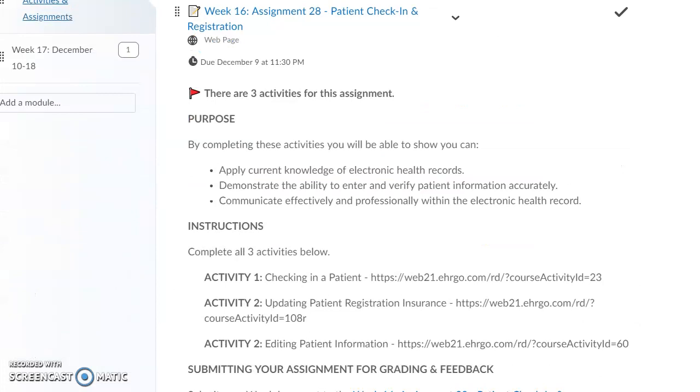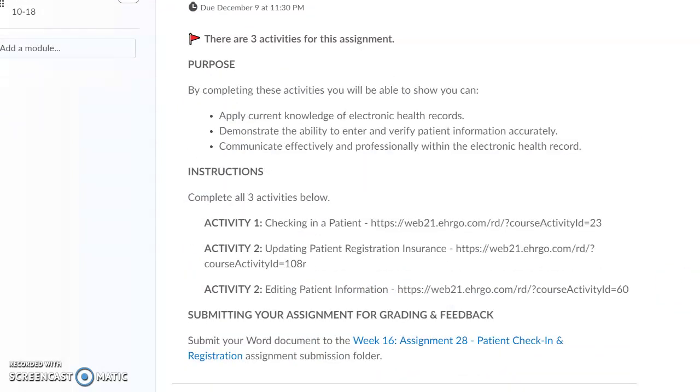And then the same thing with patient check-in and registration. You're going to check in a patient. You're going to update that patient registration insurance and then edit patient information. So again, this is good to know the back part of the front office.